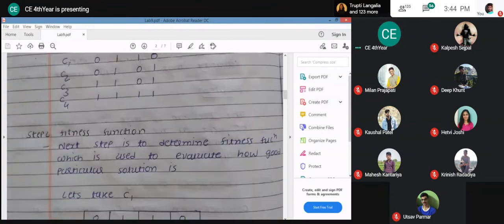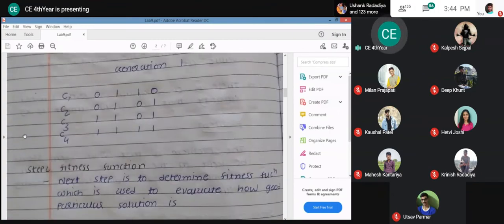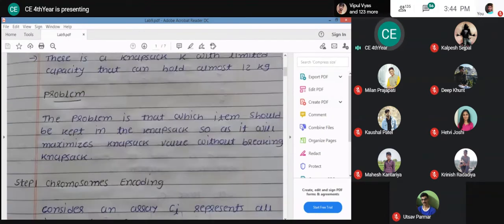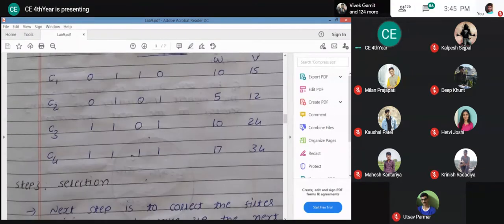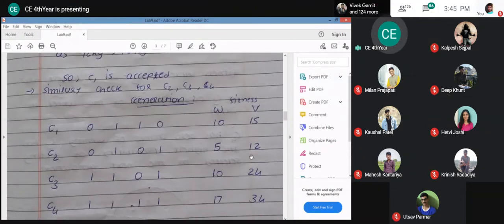Now everyone check for C2. So what is C2? C2 is 0, 1, 0, 1. Okay, so 0, 1, 0, 1. Now can anyone tell me the answer? So here you can say that the weight is 3 plus 2, that means 5, and the value is 5 plus 7, that means 12. So you are getting 5 and 12, everyone. Now see, the capacity is 12, but here the weight you are getting is 5. So C2 is also accepted, everyone.